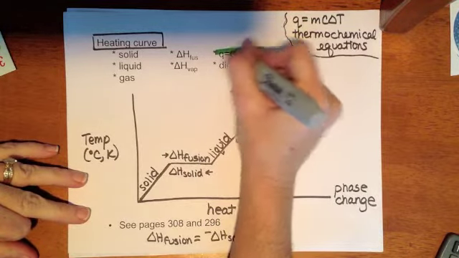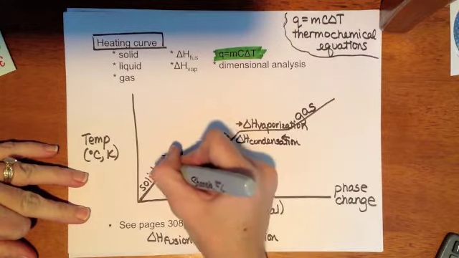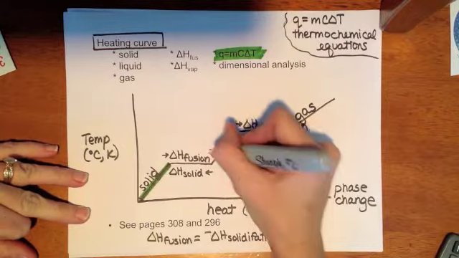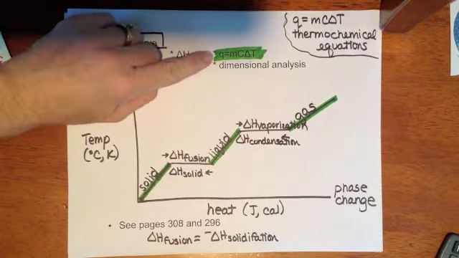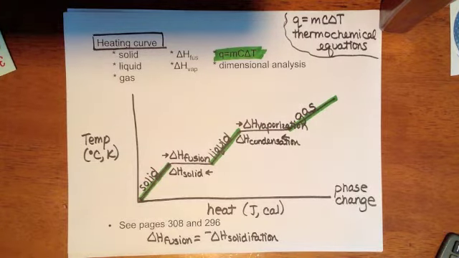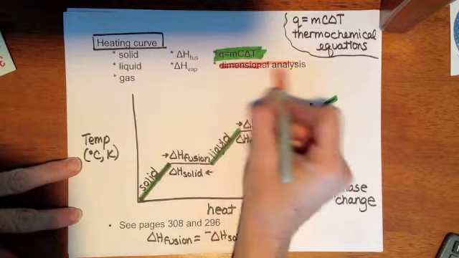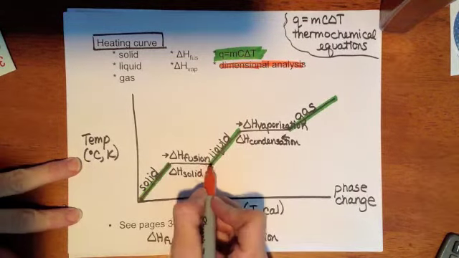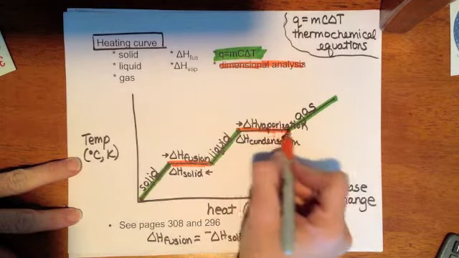If you are given something in a slanted region, any of those slanted regions, then you're going to use the equation Q equals mcΔT. If you're given a substance in the flat regions, then you have to use dimensional analysis.